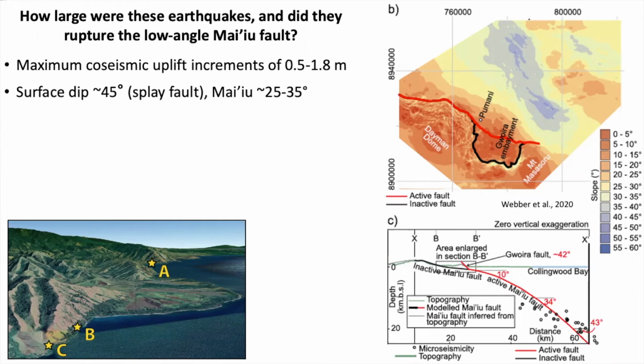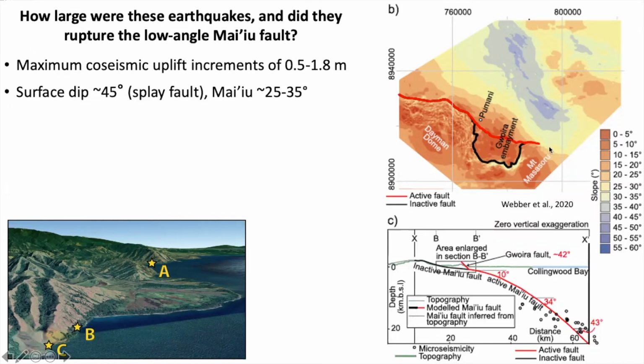Well, the maximum coseismic uplift increments from the coral platforms range from 0.5 meter to 1.8 meters. And the surface dip of the dip slopes that run along this coastline are about 45 degrees. So we think that these are higher angle splay faults that splay off of the low angle Mayu fault. You can see this schematically from Weber et al. 2020, where he's mapped the main splay fault of the Mayu, the Guara fault. So that's this little bit in red, which intersects with the Mayu fault at depth.